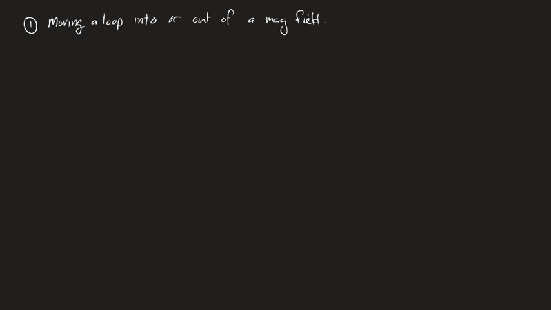Now, there's a corollary to this. You can also just move a magnet into and out of a loop. That would be the same thing, because that really is what number 2 is going to be about, which is you can change the magnetic field for a stationary loop.